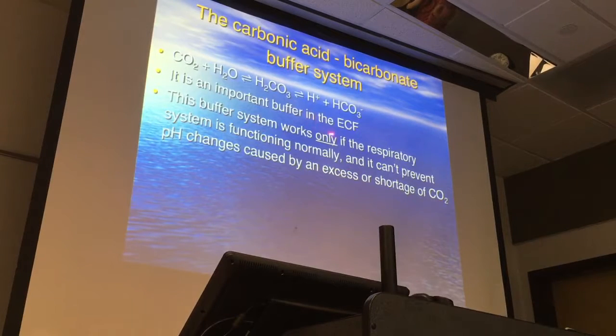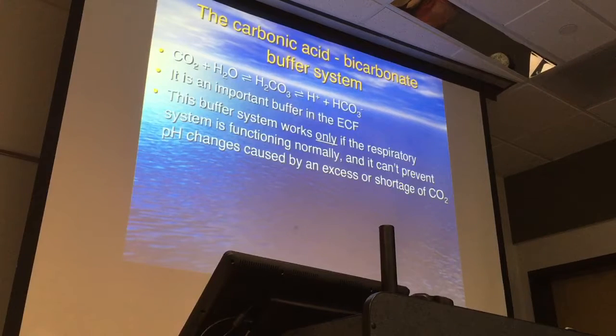Okay? This buffer system only works if the respiratory system is functioning. It has to be functioning normally, or you don't have all of this. Let's say your respiratory system is compromised and CO2 builds up. We're going to have abnormal levels of those. And this buffer system will not work if pH changes are caused by an excess or a shortage of CO2. If you have too much CO2, too little CO2, this buffer system can't work because you're putting and removing CO2. So this buffer system only works if your respiratory system is functioning normally and if you don't have an excess or shortage of CO2 in your bloodstream, the fluids.